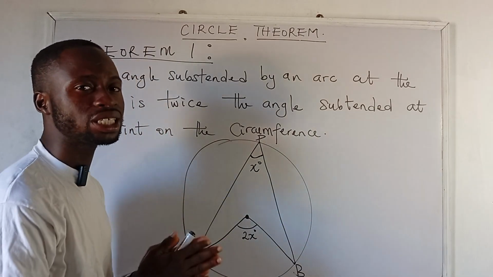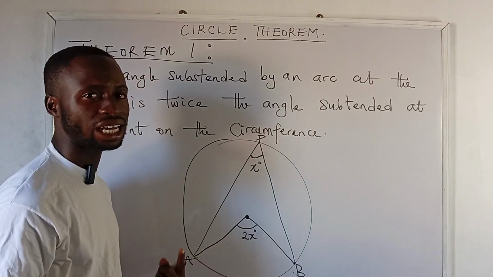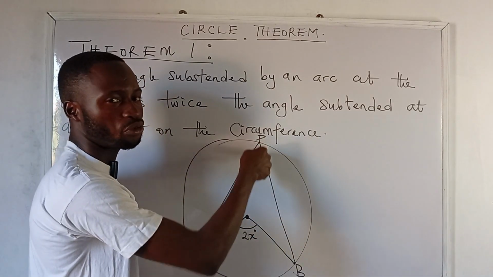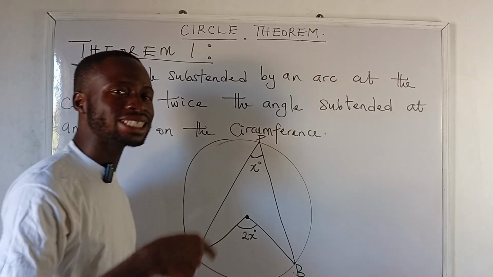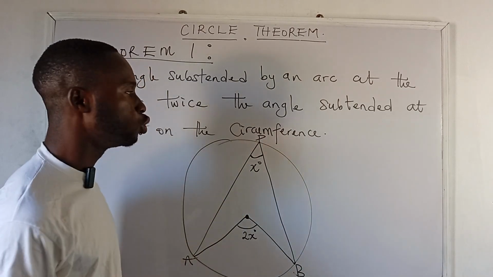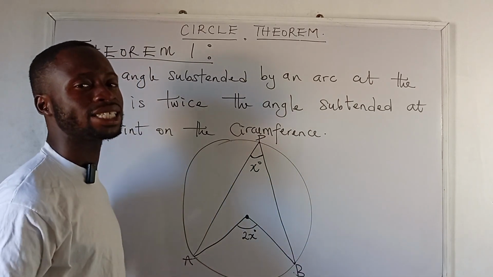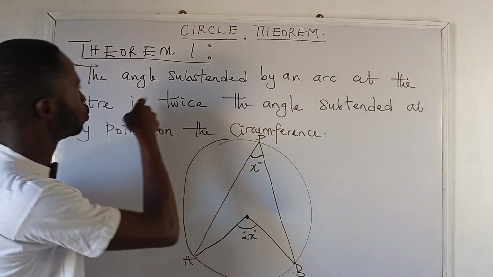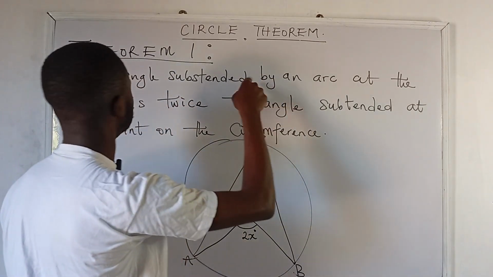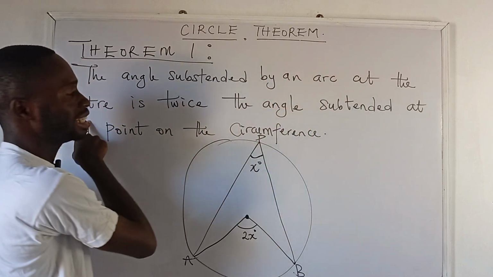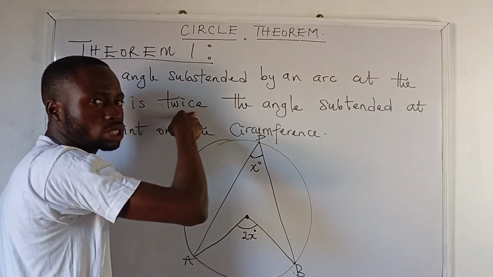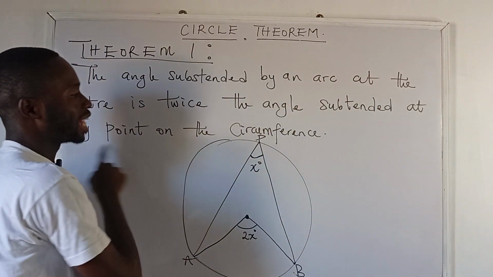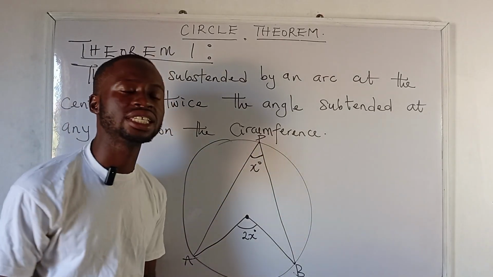So what this theorem is saying is that if an arc subtends an angle both at the circumference and at the center, to get the angle at the center, you would multiply 2 by the angle that it also subtends at the circumference. So the angle subtended by an arc at the center is 2 times the angle it subtends at any point on the circumference.